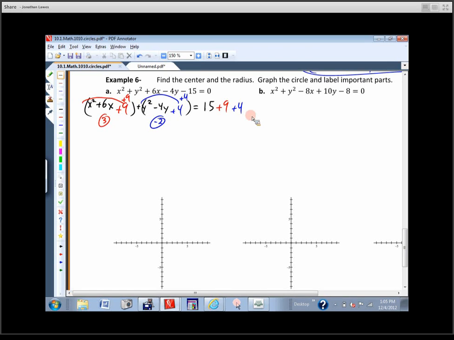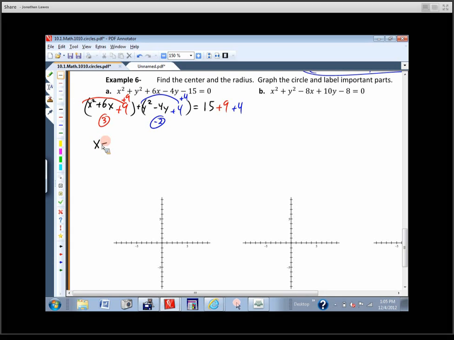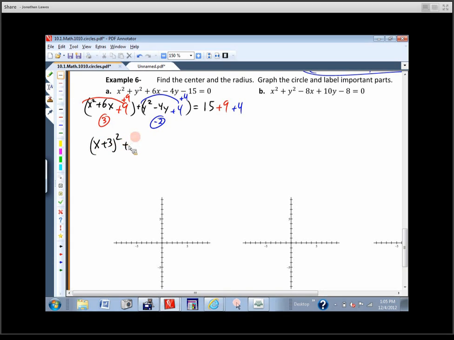Okay, at this point, I can now write this in standard form. So this is going to be x plus 3 quantity squared. This is going to be y minus 2 quantity squared. And then over on this side, if I add those together, 28. That's really only about one line of work to complete the square on this one. Any questions? Okay, where's the center? -3 comma 2. And what's the radius?